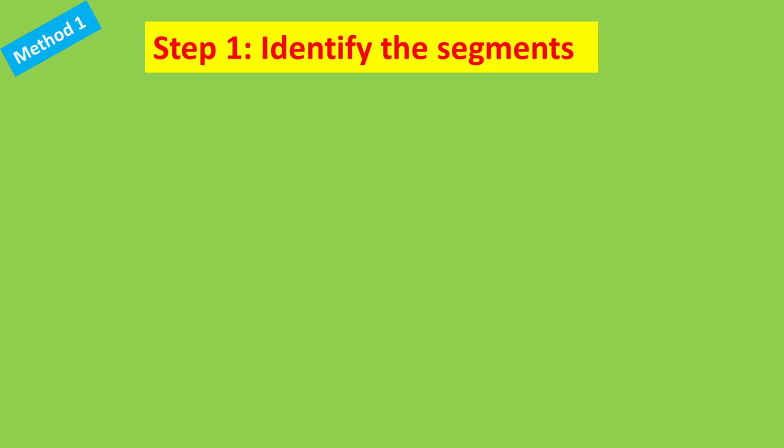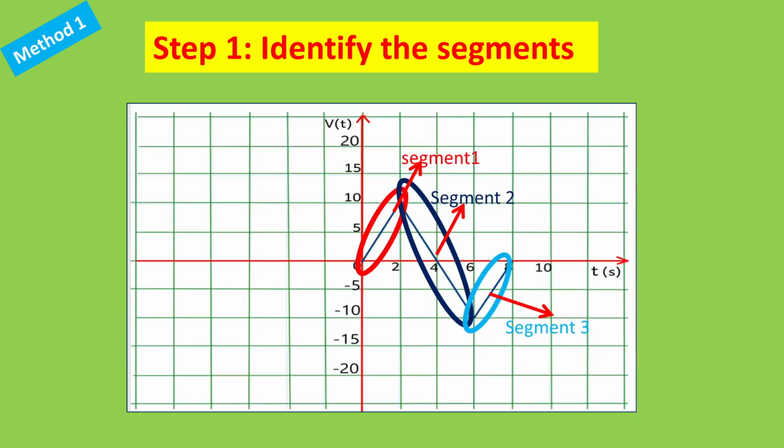The first step is to identify the segments. So we have identified here the three segments. The first segment is from point 0, 0 to 2, 10, and this first segment is indicated by the red oval. When you move from 0, 0 to 2, 10, you are moving upward. So we say that this has a positive slope.